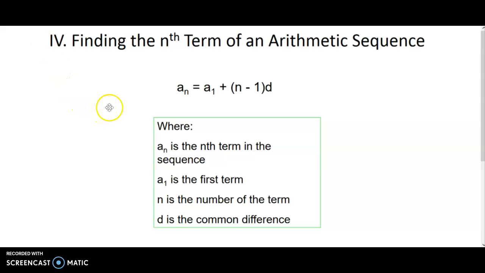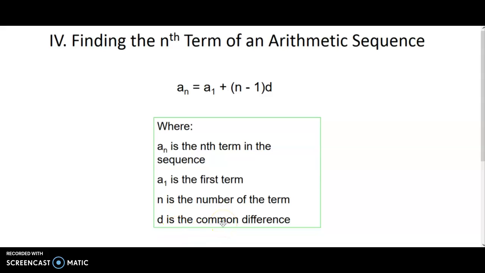So here it says finding the nth term of the arithmetic sequence. Here's the formula that you're going to use, and here are all the meanings for each term that's inside the formula here. Okay, so a sub n is the nth term of the sequence. A sub 1 is the first term of your sequence. N is the number of the term, and D is the common difference.